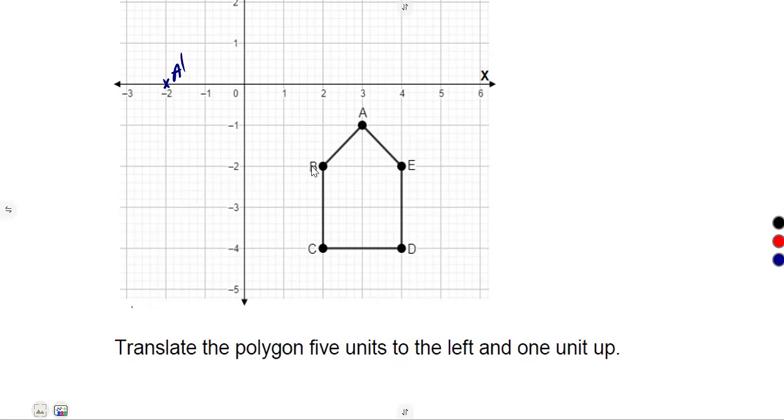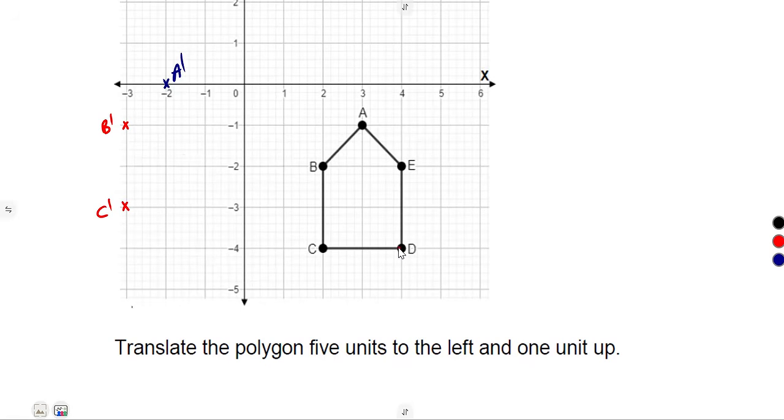Let's move on to B. 5 units to the left. 1, 2, 3, 4, 5. Then 1 unit up, it will end up here. So it will end up at minus 3, minus 1. We mark our point. That's the image of B. C, 5 units to the left. 1, 2, 3, 4, 5. 1 unit up. It's going to end up here at minus 3, minus 3. We mark our point, so that's our C bar.